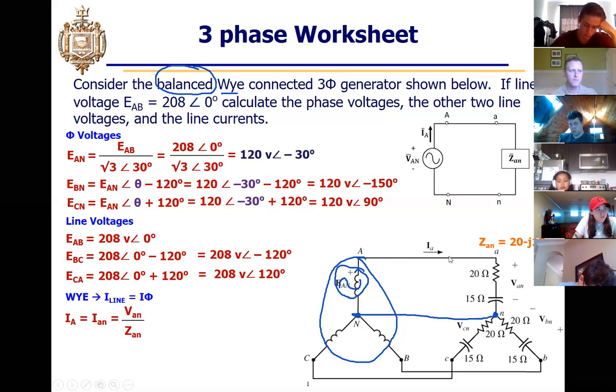If there was, then whenever I did my current and I did V equals IZ, I would have to just include that Z in my Z total. As it is, V equals IZ, favorite law. So I take 120 volts divided by 20 minus 15J, and I get a current of 4.8 angle 6.87.